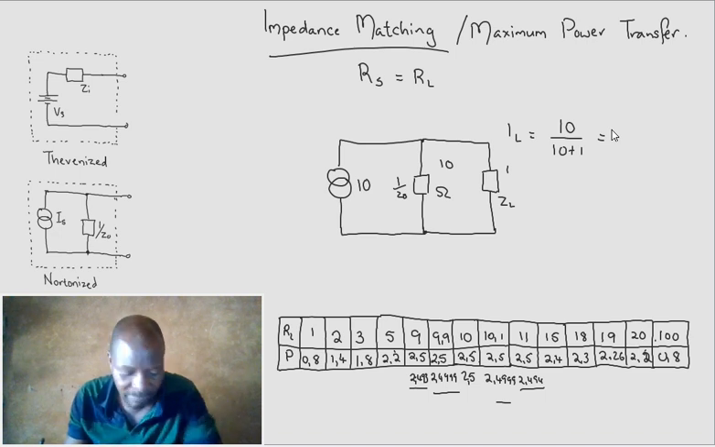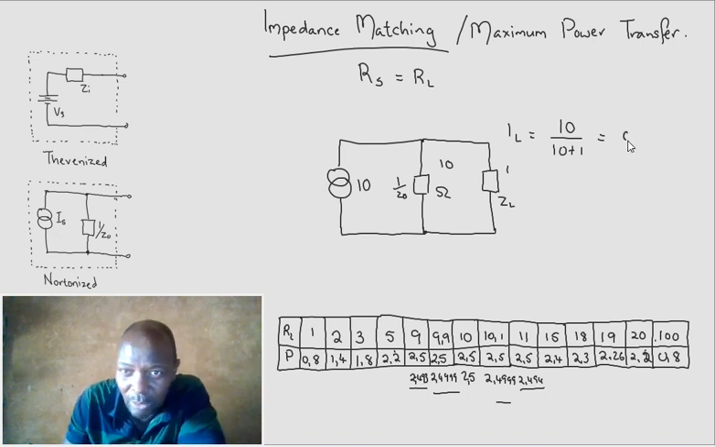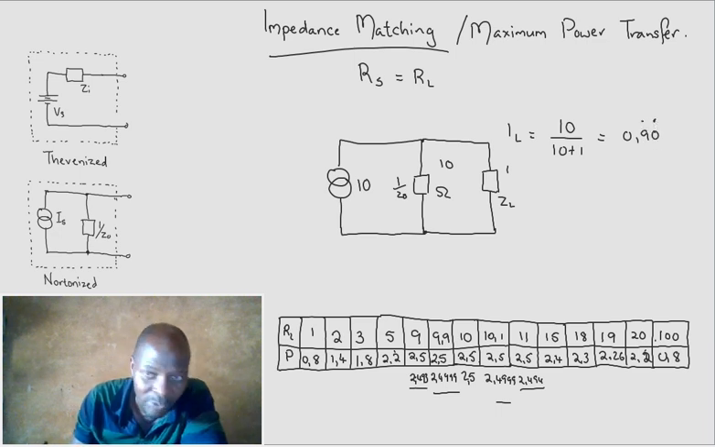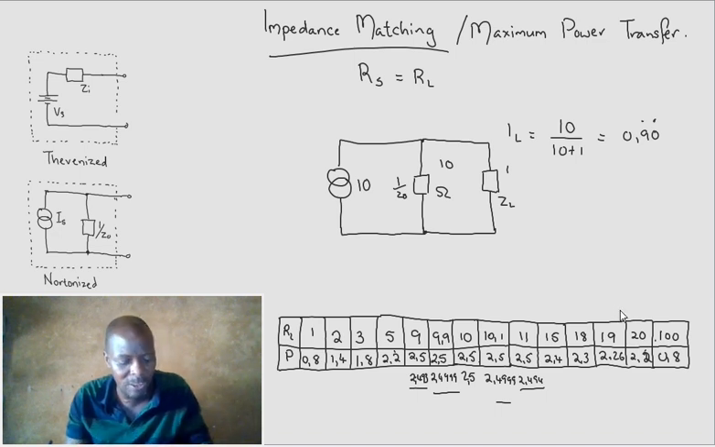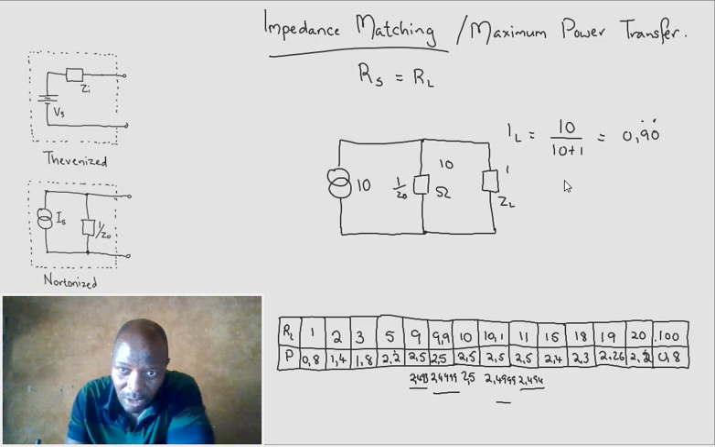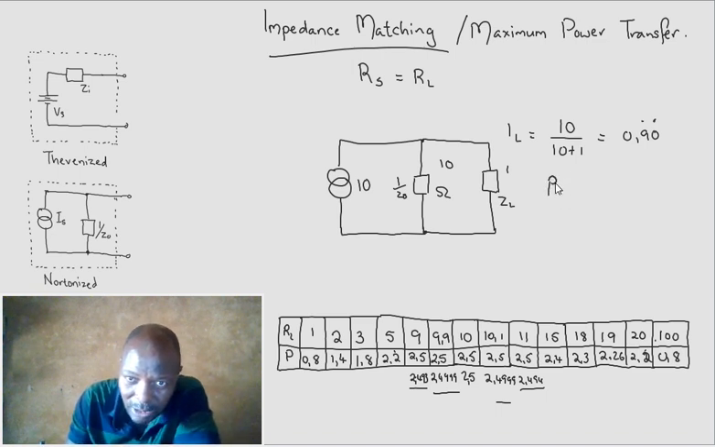Now, if this is the current we have, it goes without saying that when you square this, remember again, power is still I squared R. So when you square this, it's still going to be 0.90. This is like deja vu. We're doing exactly what we did here. Let's see whether our answer is going to be the same. If it's not, it will be a miracle.